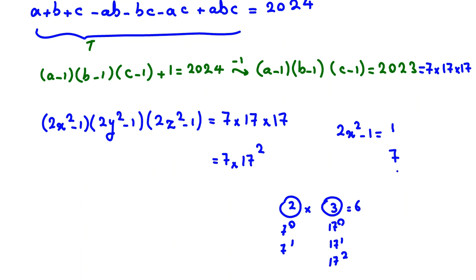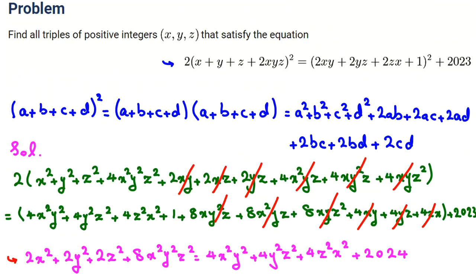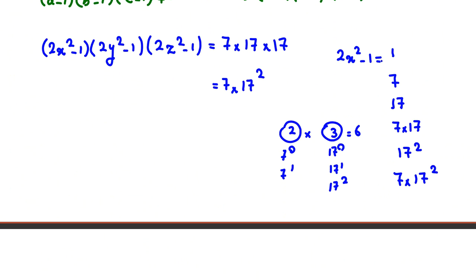We should check all of them: 1, 7, then the next one is 17, the next one is 7 times 17, the next one is 17 squared, and the last one is 7 times 17 squared. I've checked all cases. And the problem says to find all triples of positive integers. So let's consider these things. When we consider 1, we see 2x squared is 2. Let me write in another place. Let me erase this part.